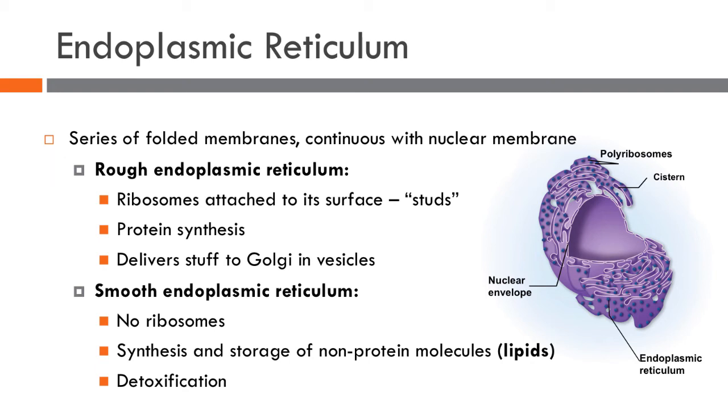The other kind of ER is called smooth ER, and it's smooth because there's no ribosome. The function of this type of ER is synthesis and storage of lipids, as well as detoxifying the blood. You can see different amounts of each type of ER in different types of cells. So in your liver cells, for example, you're going to have lots of smooth ER because it's going to be detoxifying the blood. In your muscle cells, however, you'd probably have more rough ER because those cells are having to make a lot of protein.